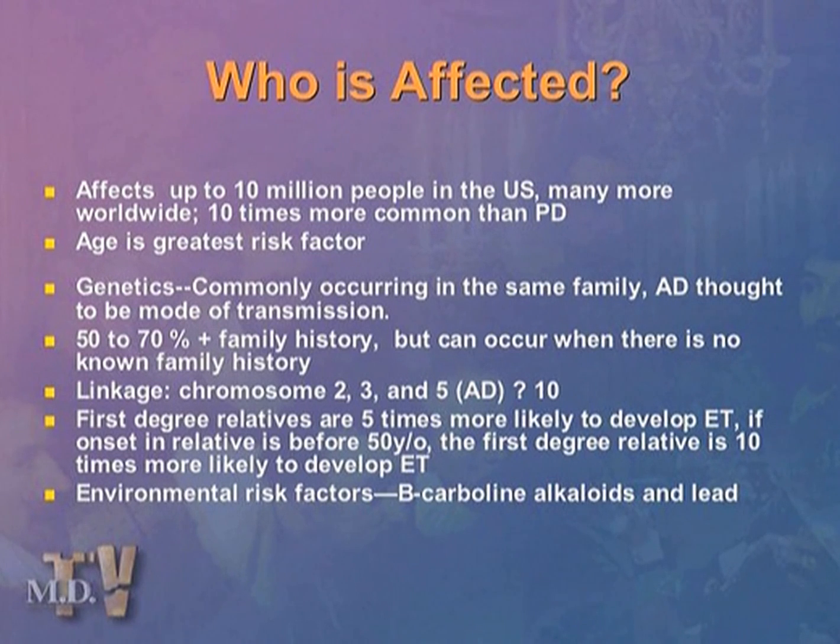There is some chromosome linkage that occurs in chromosome 2, 3, 5, and possibly 10. If you have a first-degree relative that has essential tremor, you're 5 times more likely to develop essential tremor than the normal population that doesn't have a relative with essential tremor. And if that relative has tremor onset before the age of 50, then you're 10 times more likely to develop essential tremor. Environmental factors are really not certain.